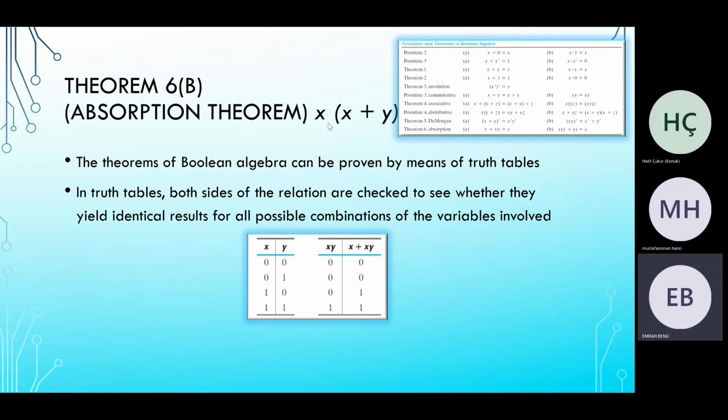So now we said that this and this are the same, you already know. This one equals x. So the truth table should show it. 0, 0, 1, 1, 0, 0, 1, 1. That means they are equal. So this expression is true. You can prove all the tables like that.